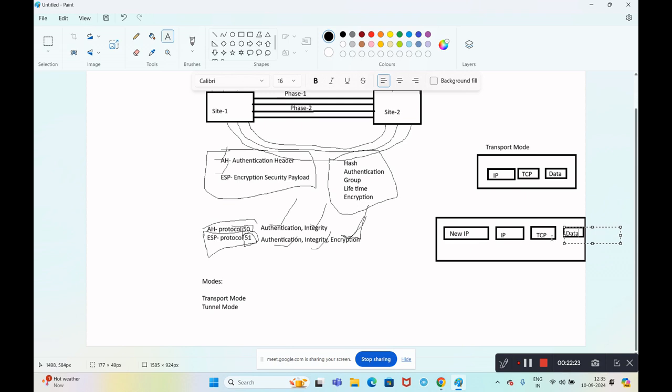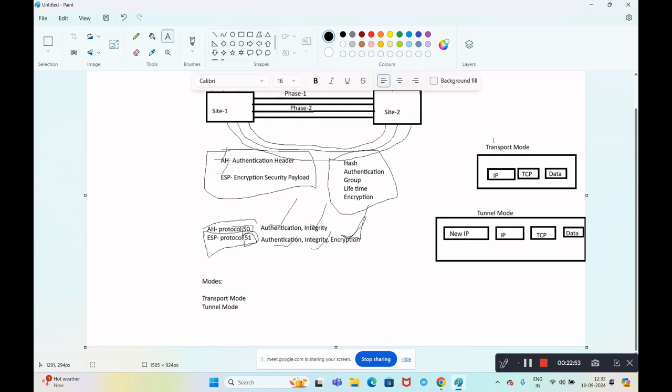This is the actual data. This is the tunnel mode; the packet header will be like this. See here, in the transport mode there is no new IP header. Whatever the original IP packet is that is going to be sent between site 1 and site 2, it will send that original IP packet into the internet as well to reach site 2.